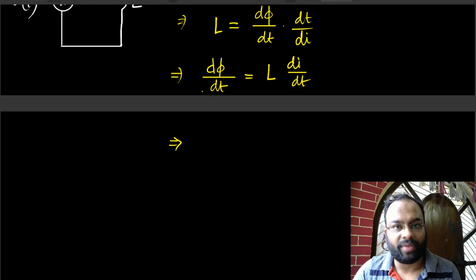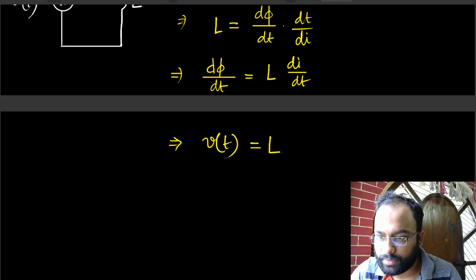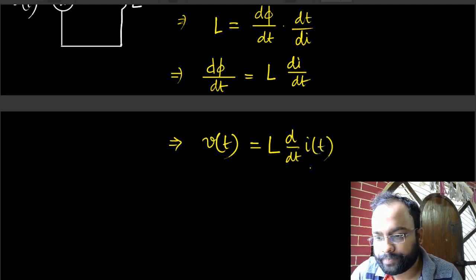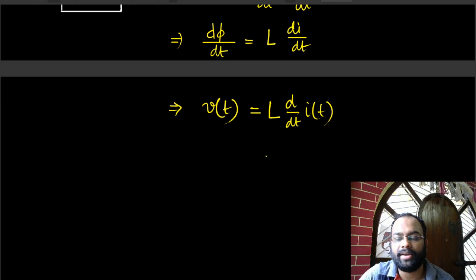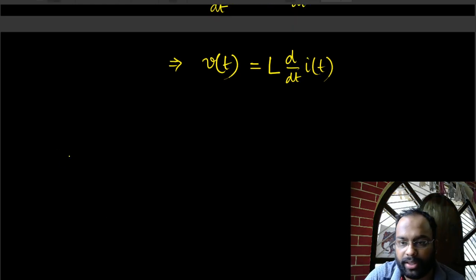This is the induced EMF in a coil. The induced EMF in a coil is the rate of change of magnetic flux. So that's the voltage, V(t), the induced EMF, and this is L d/dt of i. So that's the voltage-current relationship of an inductor, right? You already know that as electrical engineers, right?